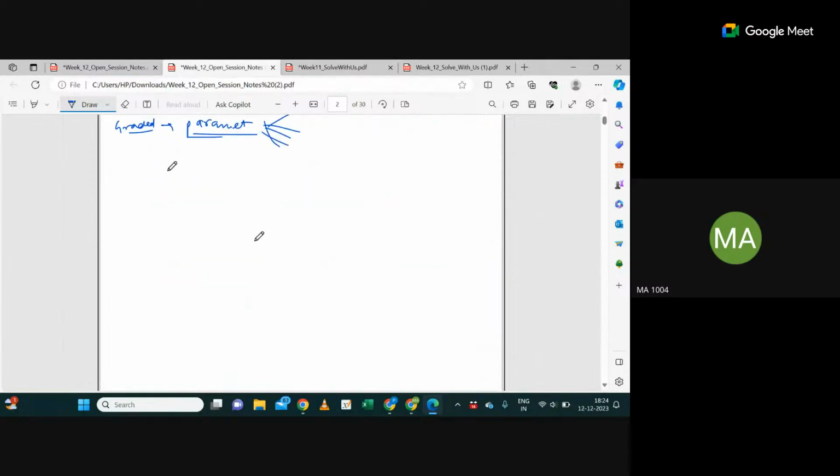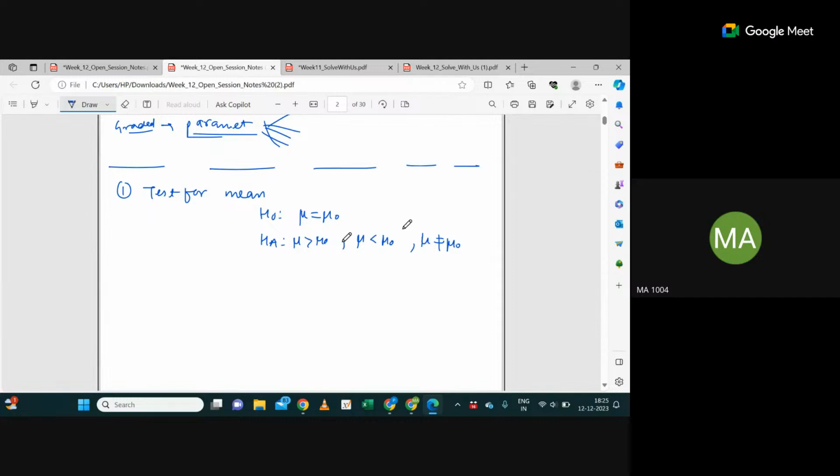So the thing is, there are two to three kinds of scenarios. If the problem is like we have to test for mean. Test for mean means suppose the null hypothesis is given as mu is equal to something, mu naught, and the alternative is given to you as mu is greater than mu naught, or mu is less than mu naught, or mu is not equal to mu naught.